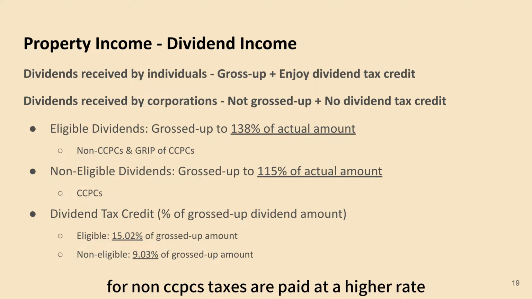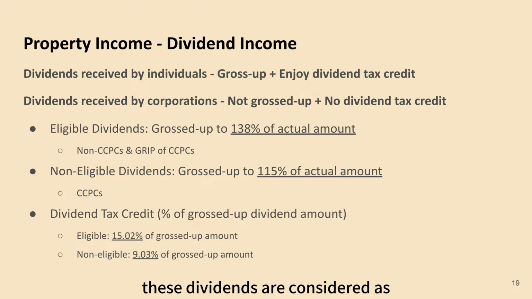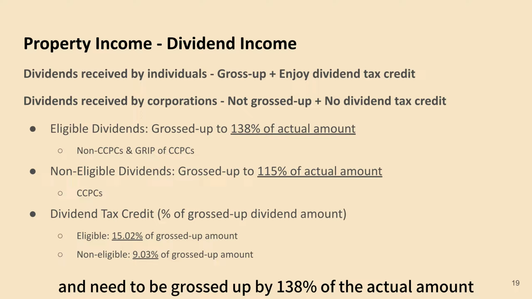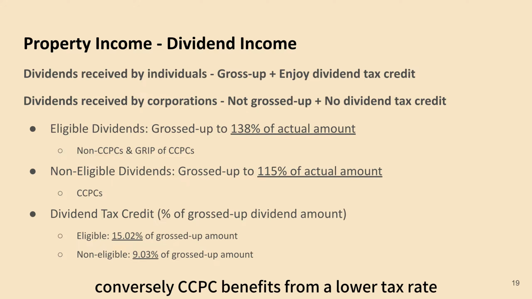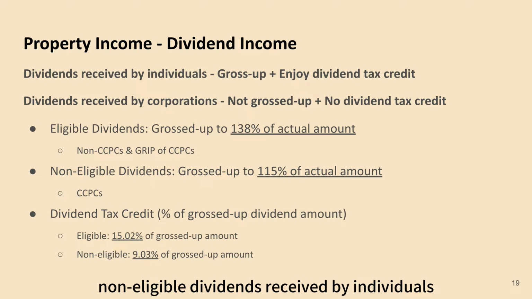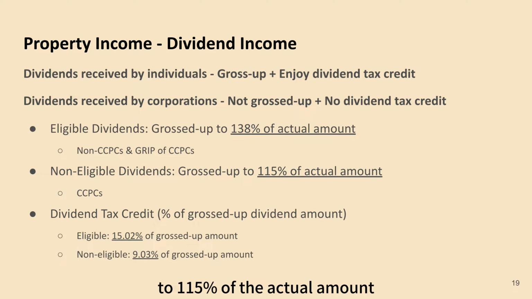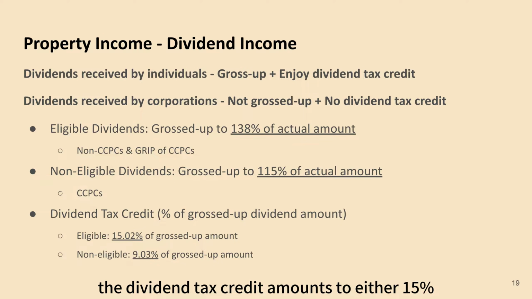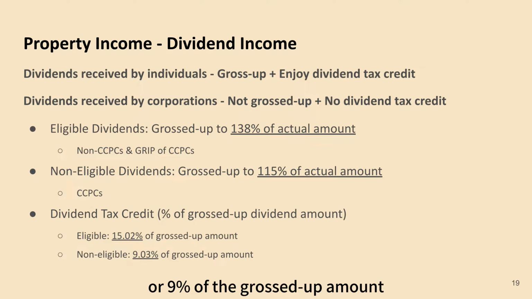For non-CCPCs, taxes are paid at a higher rate. These dividends are considered as eligible dividends and need to be grossed up by 138% of the actual amount. Conversely, CCPC benefits from a lower tax rate through the small business deduction. Therefore, the non-eligible dividends received by individuals are grossed up to 115% of the actual amount. The dividend tax credit amounts to either 15% or 9% of the grossed up amount, depending on the type of dividends. Understanding these calculations is fundamental in determining dividend income in personal tax scenarios.